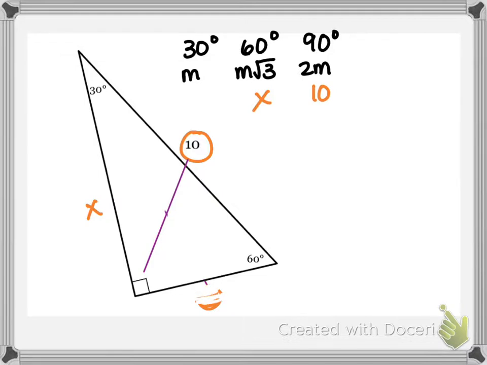So this is our new problem. That x is not there. Our x is right here. Okay, so x is across from 60. So yeah, there you go. So that's what our table is. X is across from 60. The 10 is across from 90.